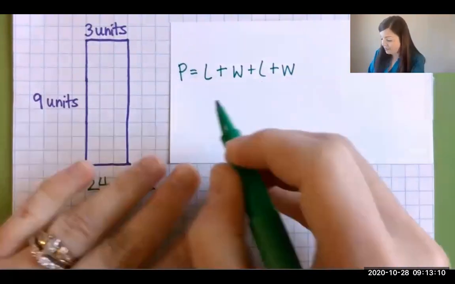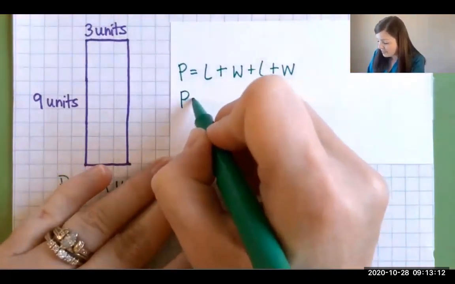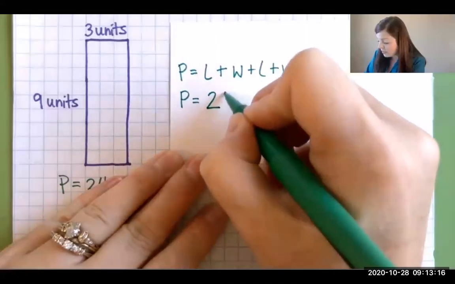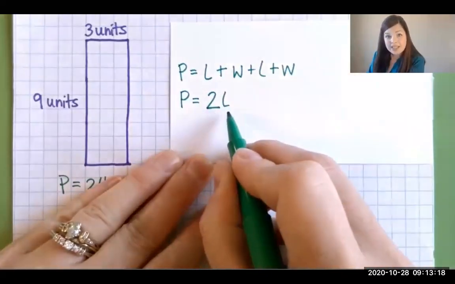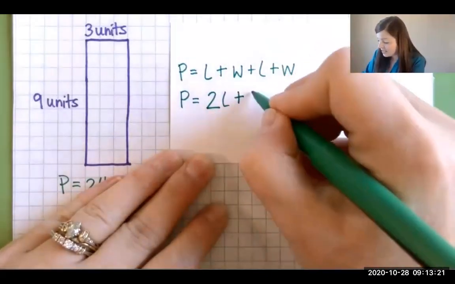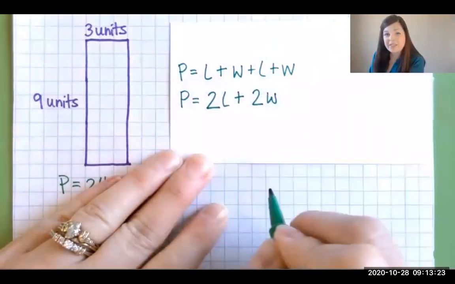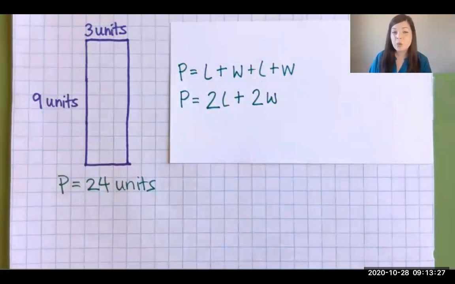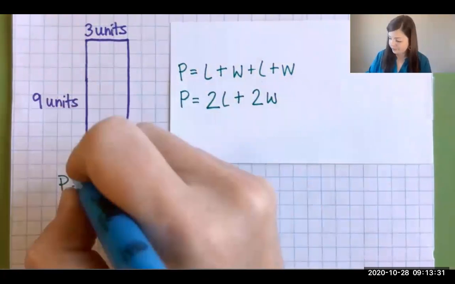So let me record what we just said. To find the perimeter, we could also find double the length, or 2 times the length, plus double the width, or 2 times the width. Now let's trace along 1 length and 1 width of the rectangle.